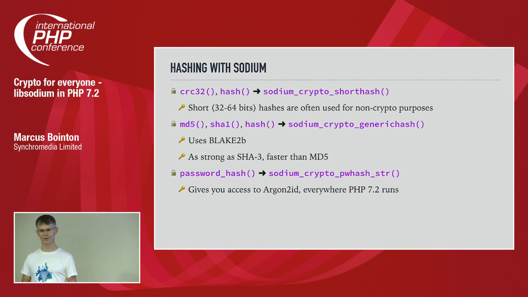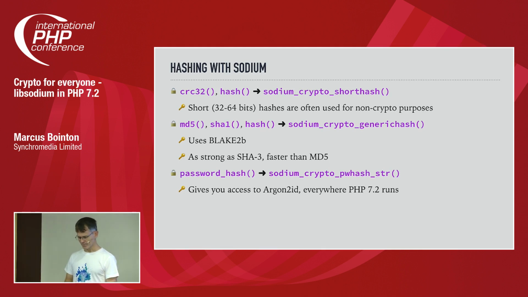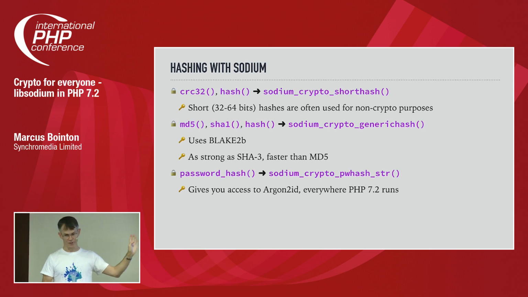And bcrypt is still pretty good. Argon2 is better, but bcrypt is okay. And PHP 7.3 actually adds support for Argon2. However, it has some problems, which I'll get to later. But if you use Sodium, it means that you can use Argon2ID wherever it runs, which, because it's now in the base install, means you've always got access to it.